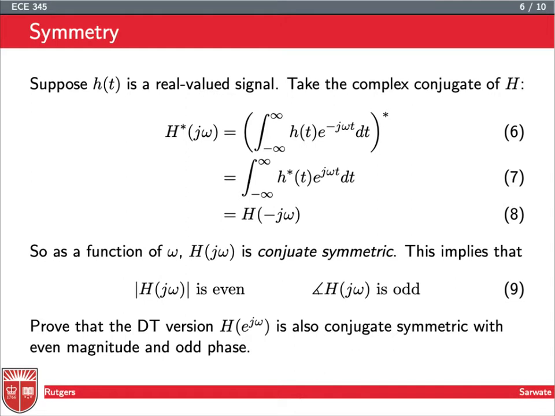So as an exercise for yourself, look at the DT version of this story where we had h of e to the j omega, and try showing that that is also conjugate symmetric with even magnitude and odd phase. Going through that exercise will help you understand this argument a bit better.